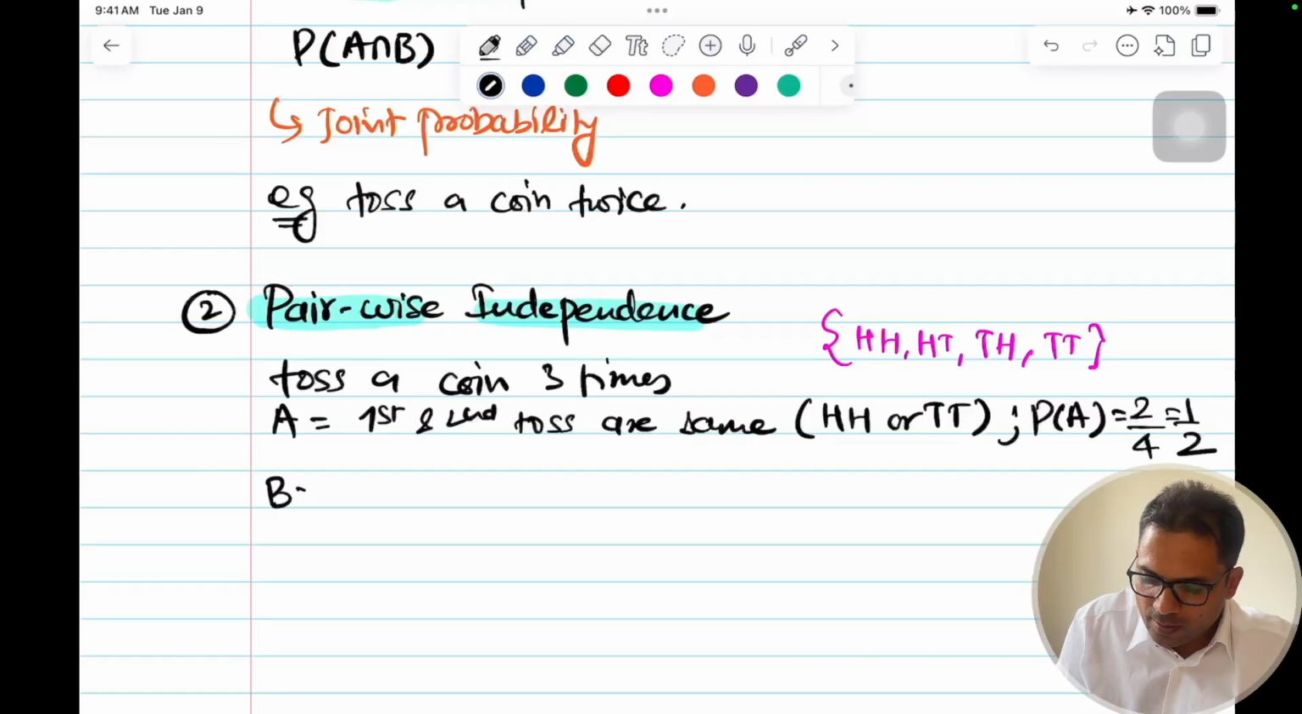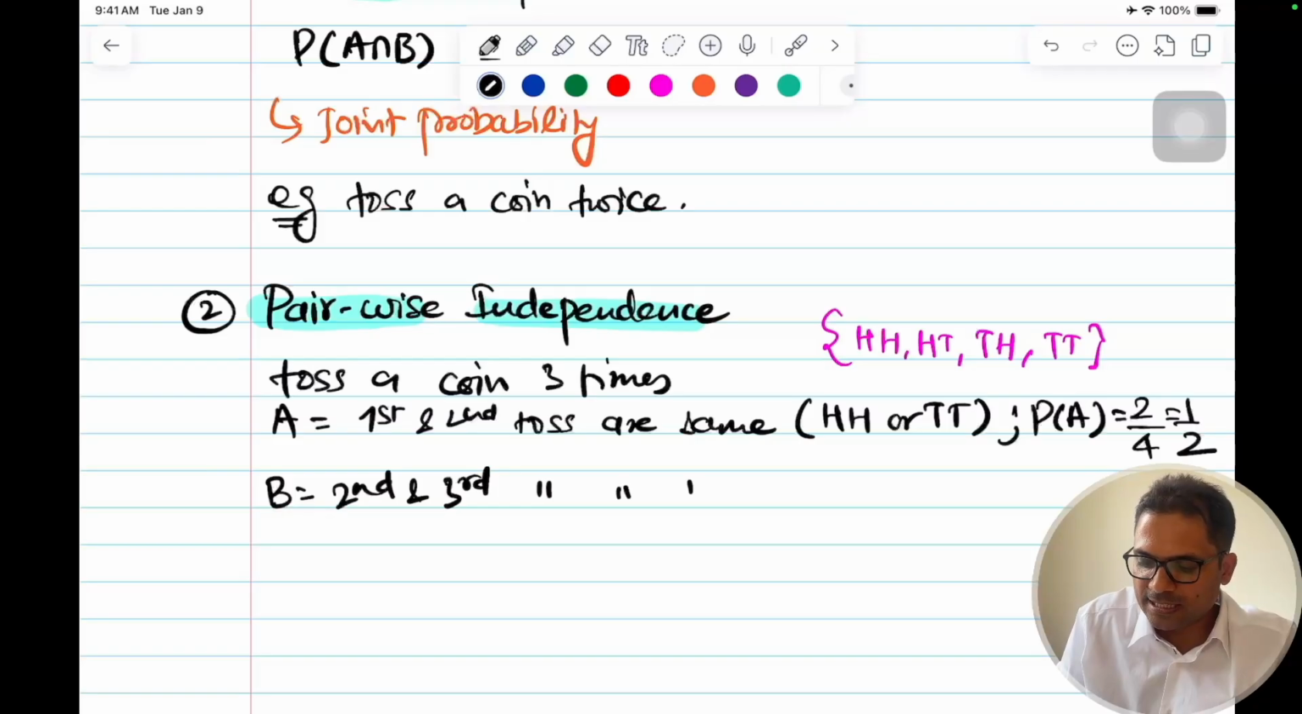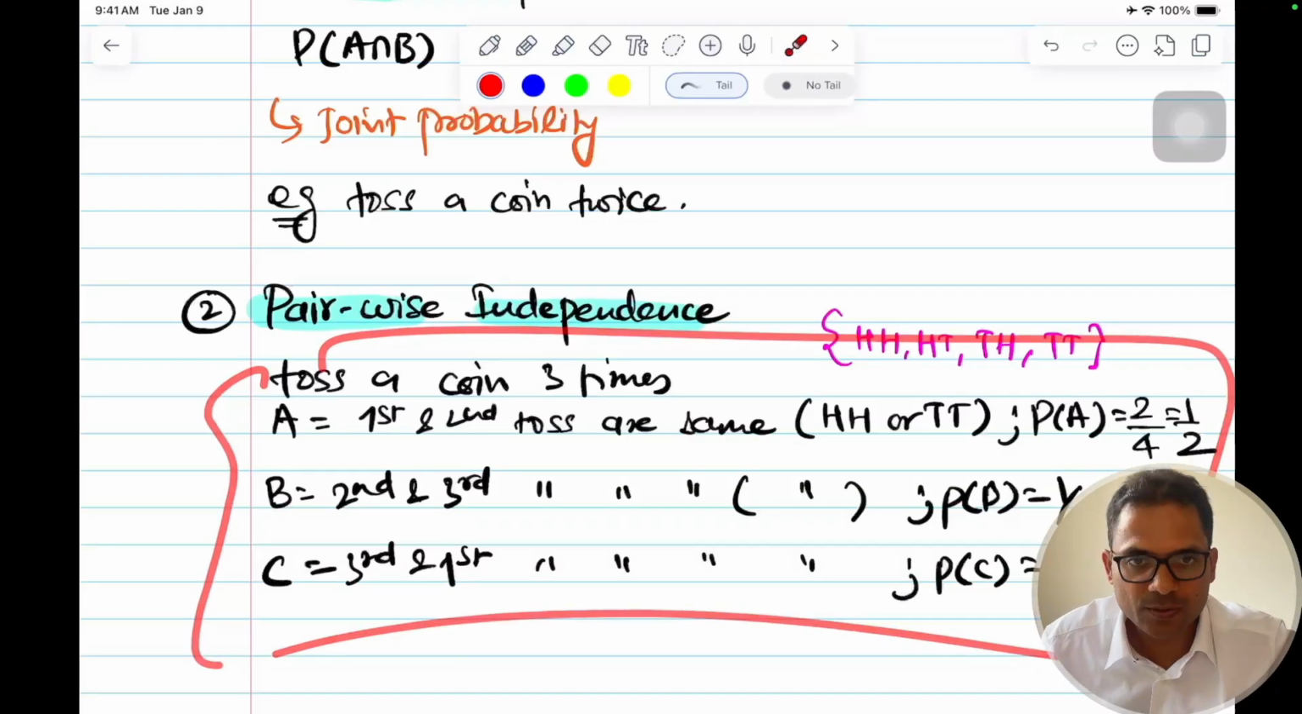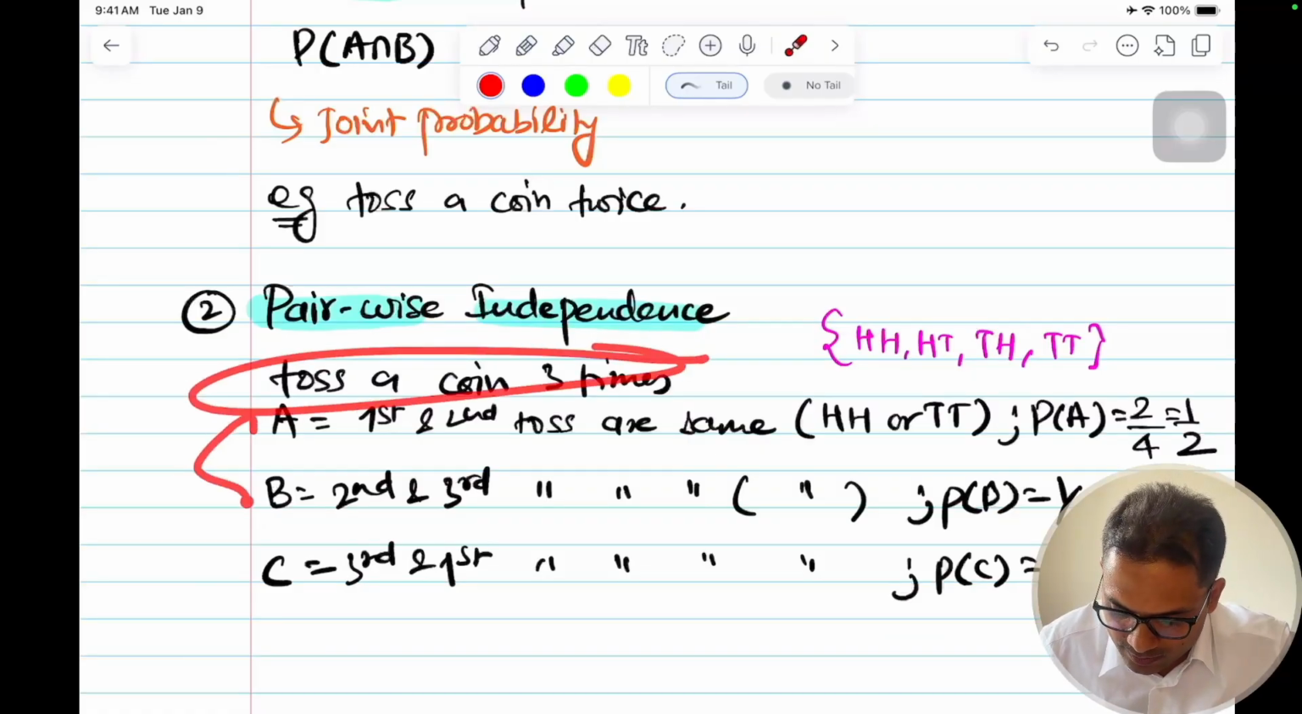Similarly, I'm tossing a coin 3 times. So my B is getting the same outcome in the second and third toss. Again it will be the same thing, and P of B will be equal to half, and similarly C will be the third and first toss. And my probability of C will be half. These are my individual probabilities A, B and C. This is the experiment and these are my events.